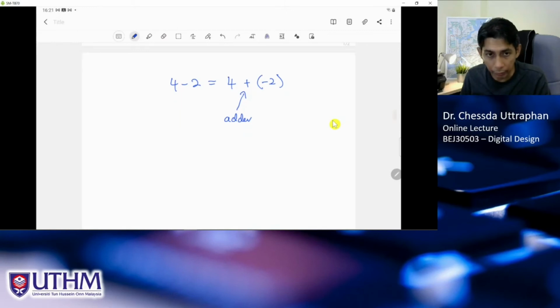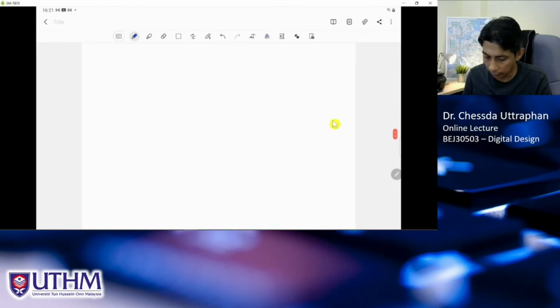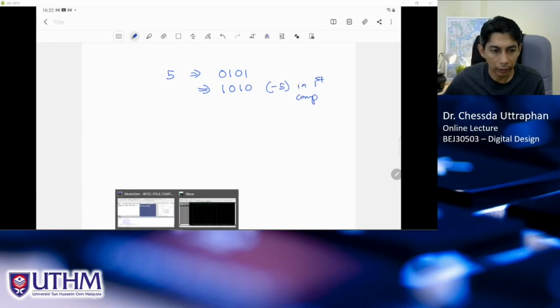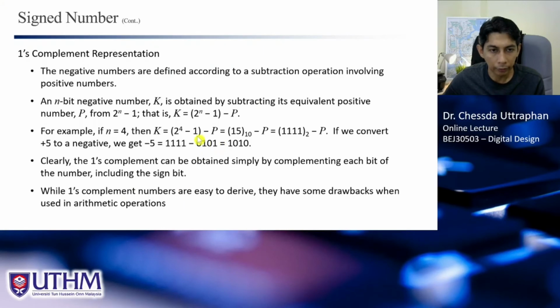Or easily we can actually use the complement concept, where 5 in binary is 0101, and we just complement, we get 1010. This is minus 5 in first complement, right? So in theory, the first complement for minus 5 is generated this way.